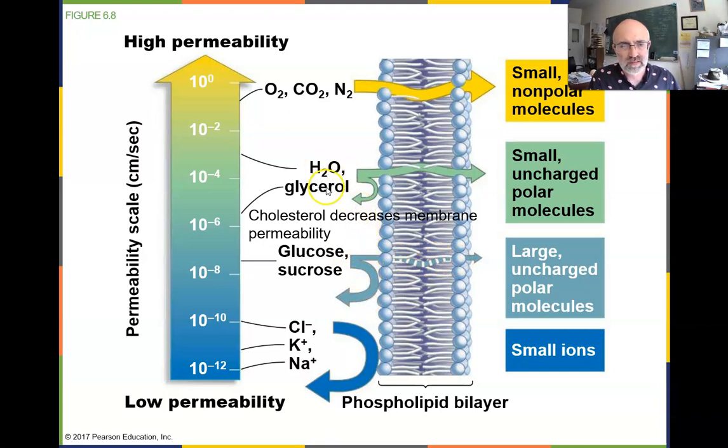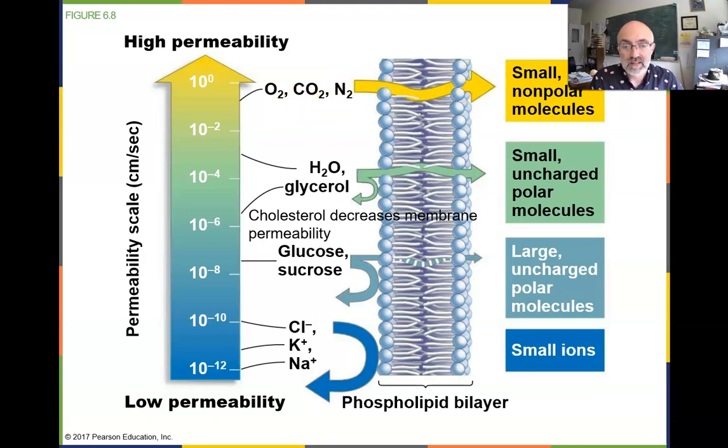Things like water, glycerol. Glycerol is a little bit less likely to move through, right? But they move through. They're uncharged, but they're polar. Okay. And then when we look at these very small and nonpolar molecules such as free oxygen, carbon dioxide, nitrogen, these require no energy to go through the plasma membrane.